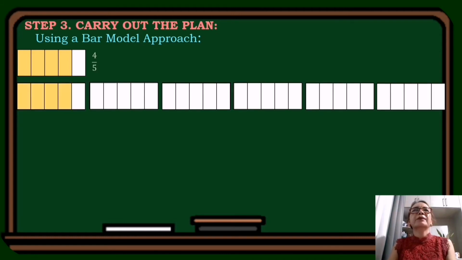Then let's copy the shaded part. Now count all the equal parts. How many total equal parts do we have in our 6 families? So we have to count 5, 10, 15, 20, 25, 30. So that will be our denominator. And then look at the shaded parts. How many are shaded? We have 4.